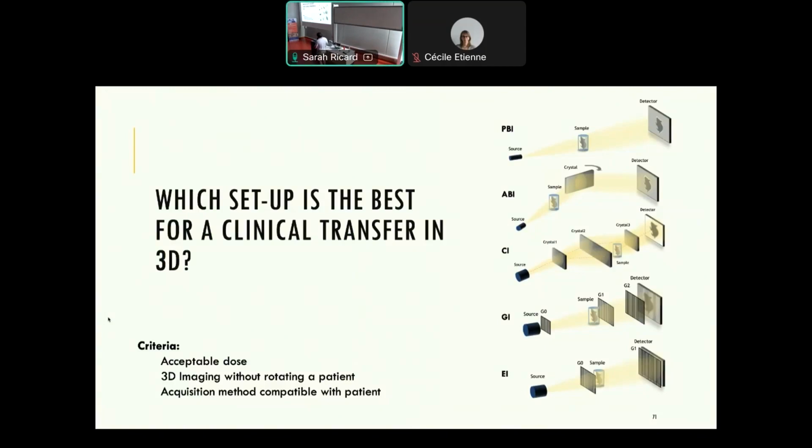I will try to be as fast as possible, but please interrupt me if I'm not clear on that aspect. Our criteria are that we need to have an acceptable dose for patients. We would love to image the patients without damaging the patients, and with an acquisition method that is compatible with the patient.